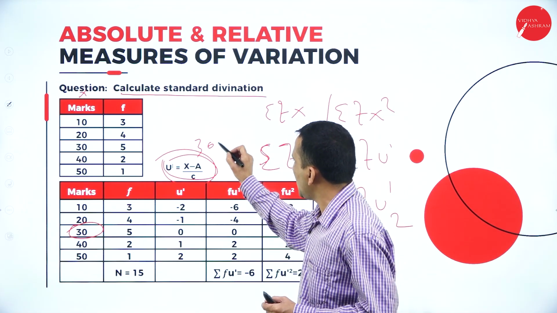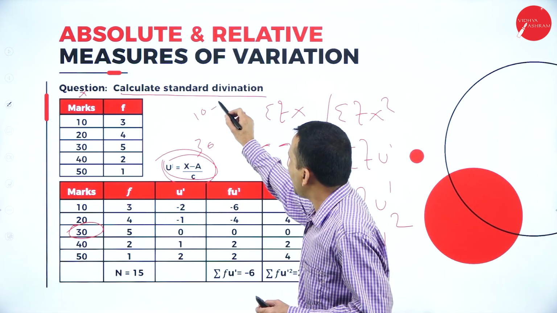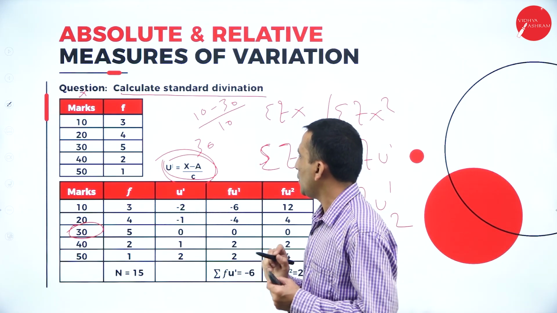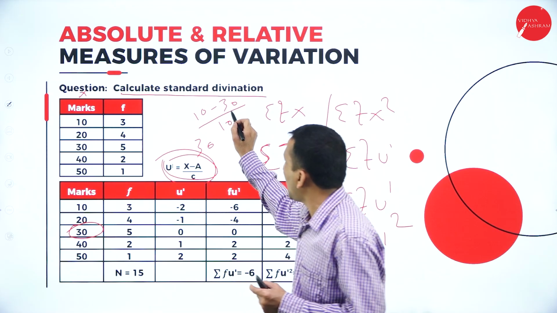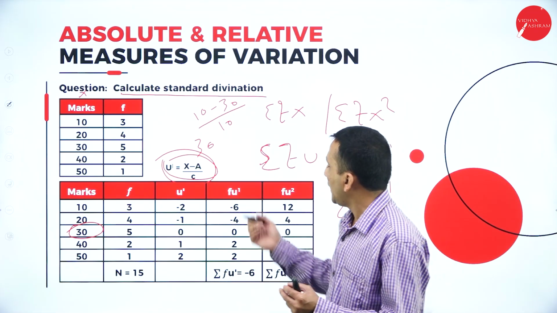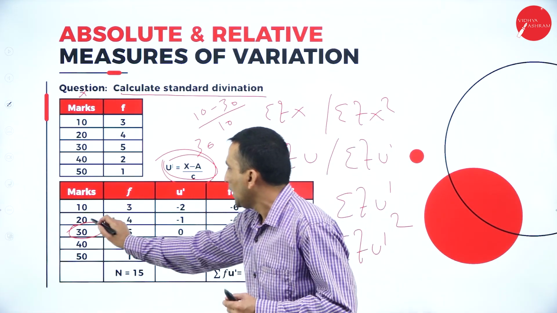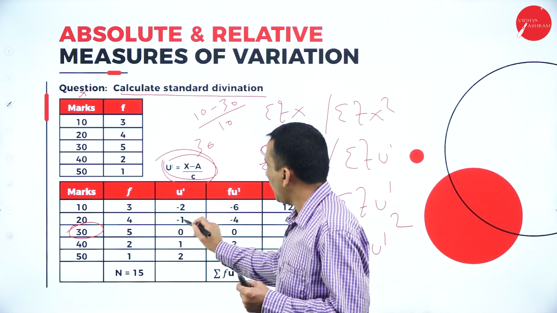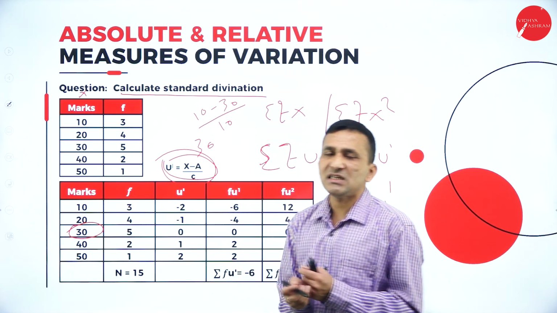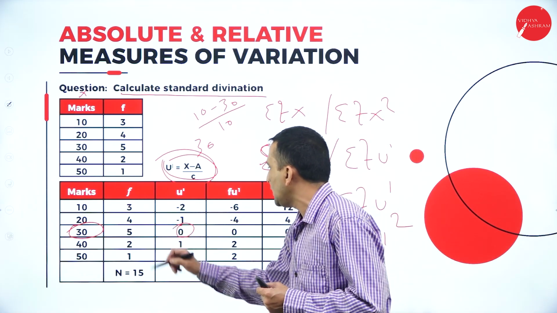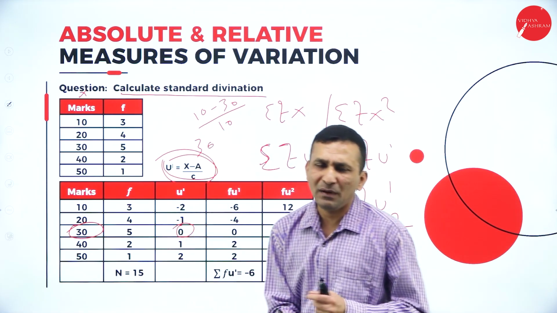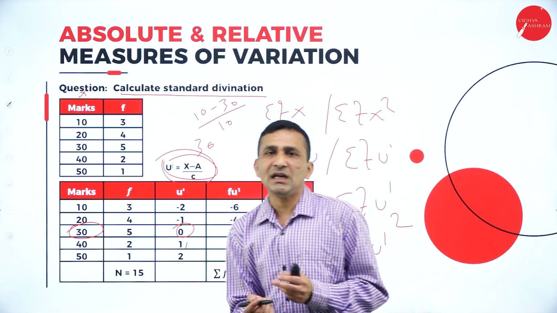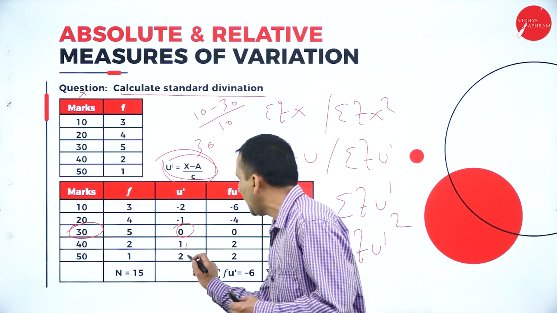First one, 10 minus 30, divided by 10, so you are getting minus 2, because 10 minus 30 is minus 20, divided by 10, you are getting minus 2. Same thing, 20 minus 30, minus 10 divided by 10, minus 1. 30 minus 30 is 0, so directly we can write 0. 40 minus 30, plus 10 divided by 10, I am getting 1. And 50 minus 30, 20 divided by 10, I am getting 2.